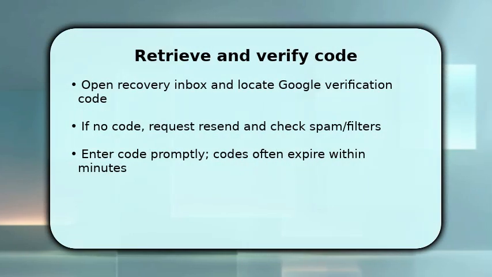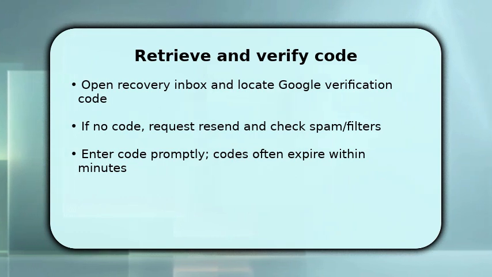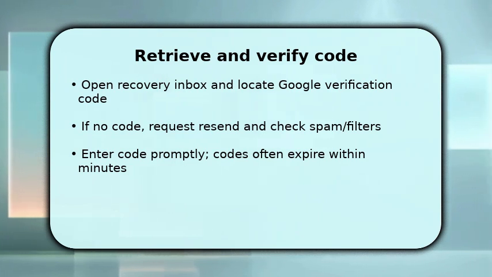You now retrieve the verification code sent to the recovery address and act quickly because codes expire fast. Once you request the code, open the recovery mailbox and search for messages from Google, checking spam, promotions, and filters. If you don't see it, request resend and wait a minute before checking again. Repeated attempts can lock you out temporarily.